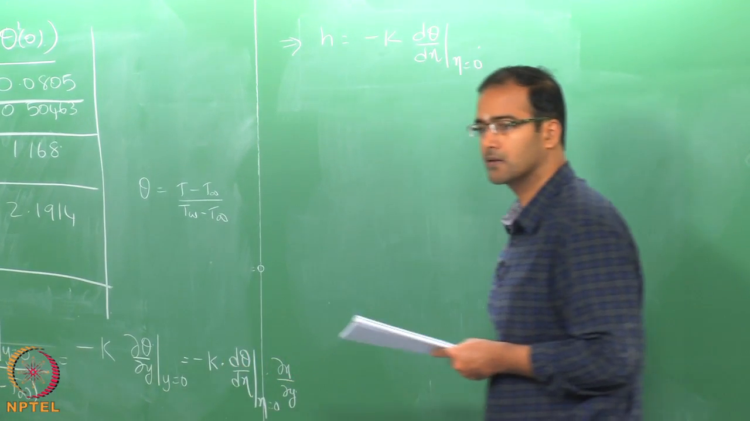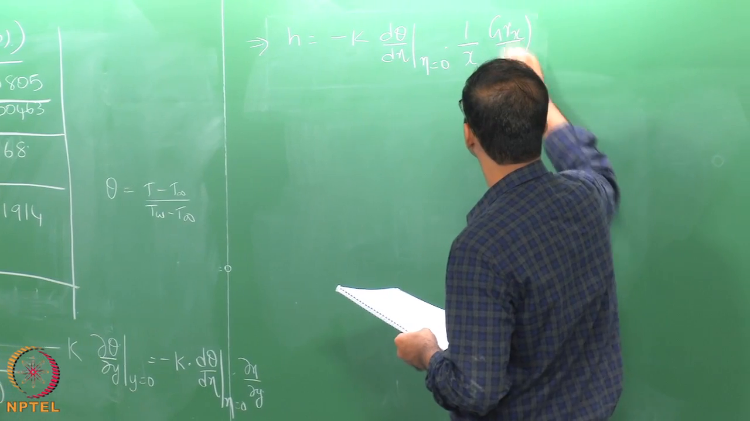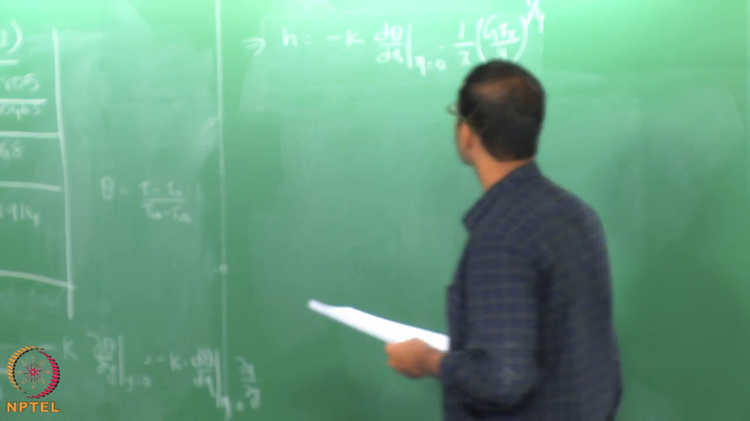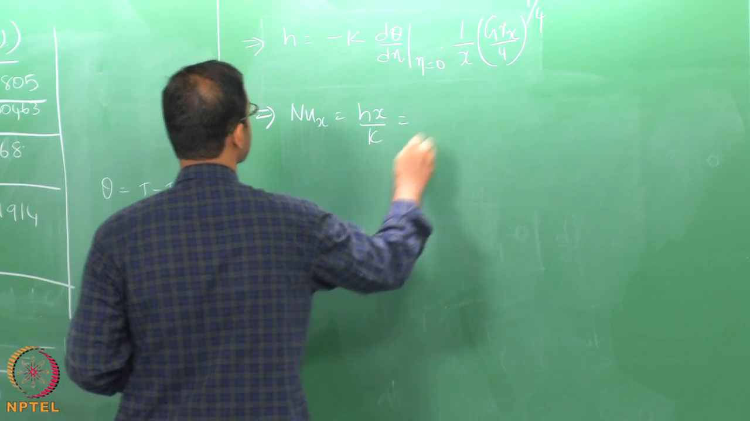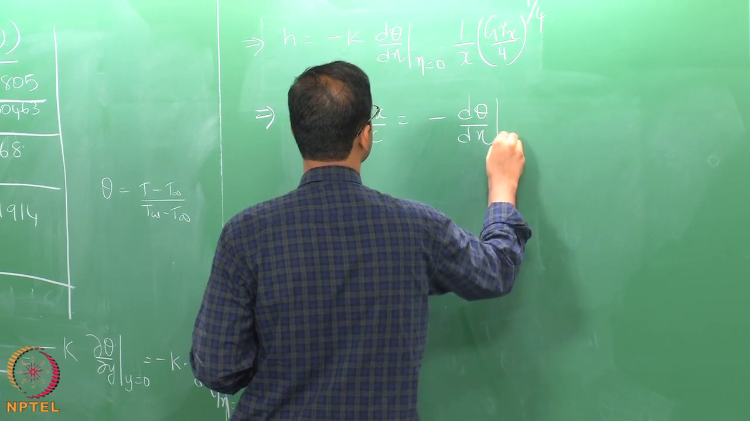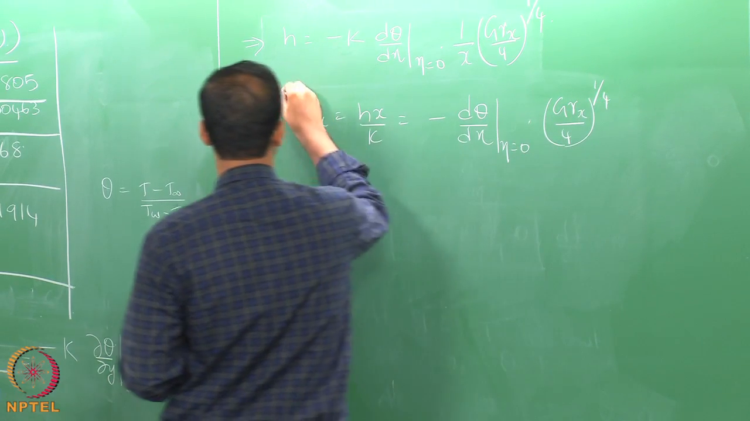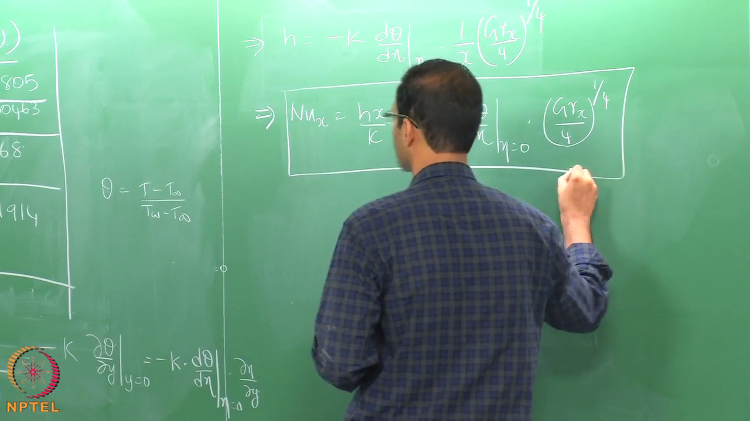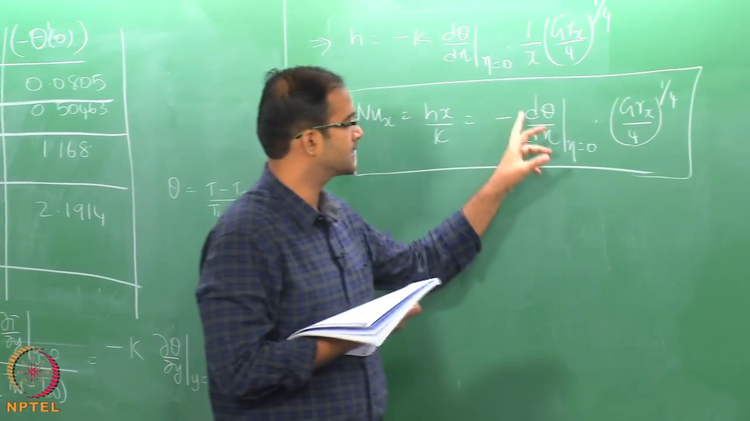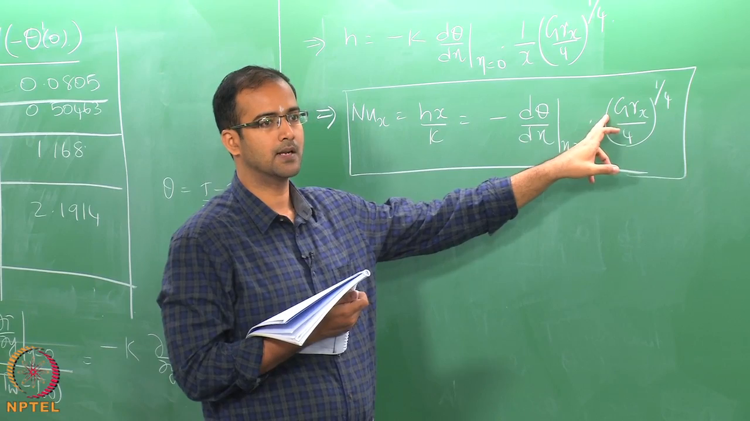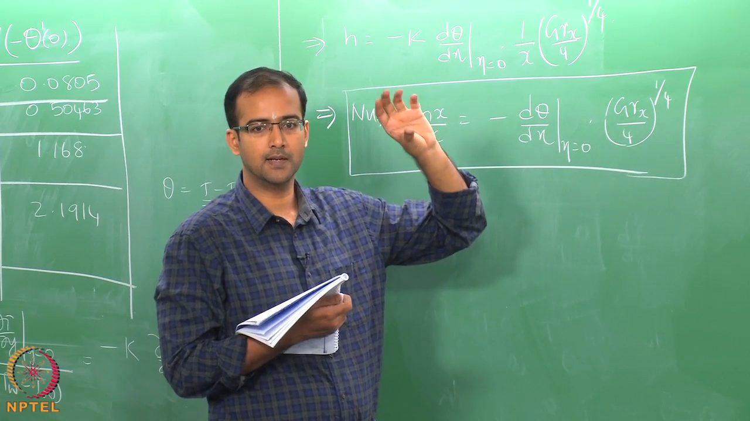So what is d eta by dy? 1 by x into Grashof number by 4 raised to the power 1 by 4. Therefore, if you define a local Nusselt number as hx by k, we simply have minus d theta by d eta at eta equal to 0 into Grashof number by 4 to the power 1 by 4. This is your expression. In the case of forced convection, what did you have? Minus d theta by d eta at eta equal to 0 into Reynolds number raised to the power 1 by 2.